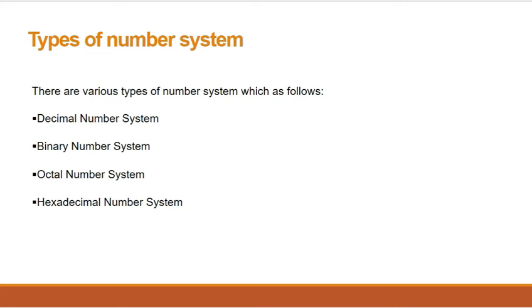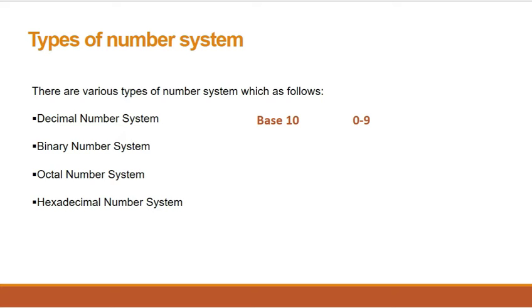Hello everyone, today we are going to start up with number systems. Number system is a numeral system which has various symbols, and these symbols are used to perform mathematical operations and calculations. We have various types of number systems like decimal number system, binary number system, octal number system and hexadecimal number system.